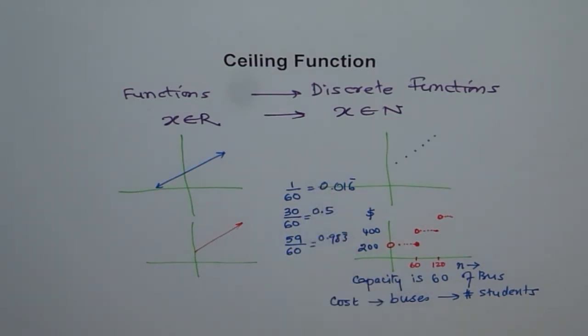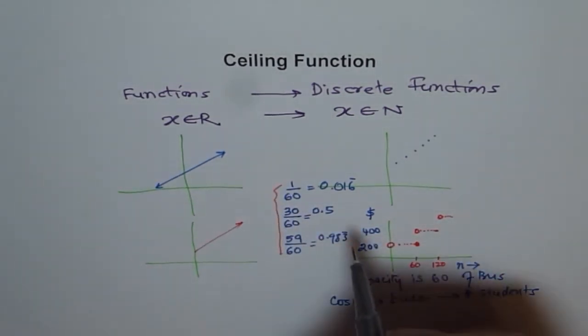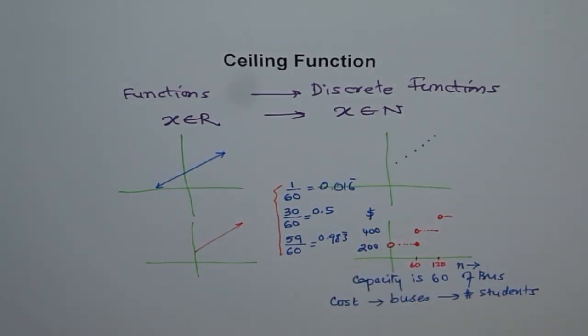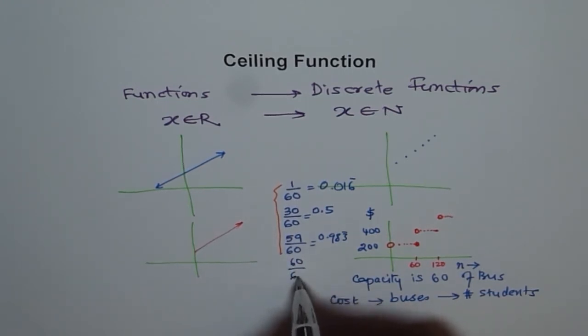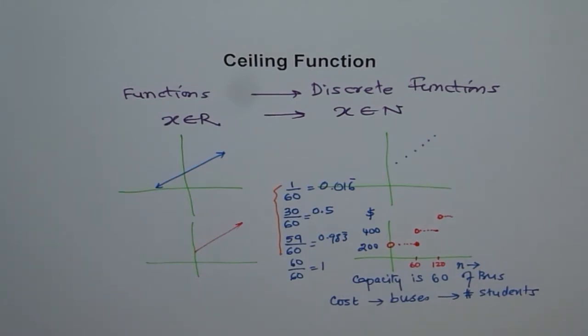In all of these numbers here, which we have, round to 1, right? All these numbers, higher is 1. Do you see? And so we say if the number of students are up to 60, of course, 60 over 60 is equal to 1. They can be accommodated in bus number 1, right?